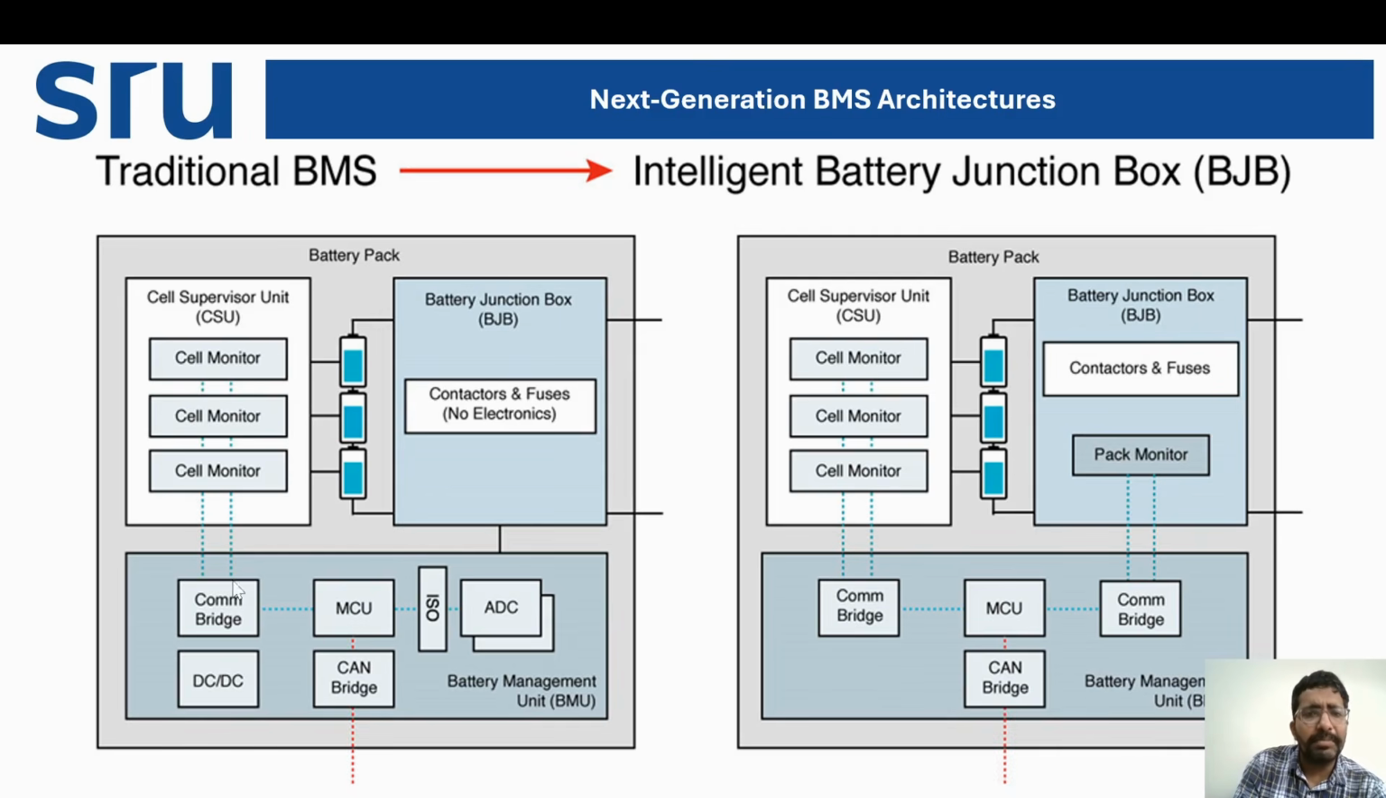So the traditional BMS system needs to be converted gradually towards the intelligent battery junction box. So what happens in that one? Like in the cell supervisor unit, this is the cell level monitoring. Then the battery junction box is there, so contactors and fuses are there. And here each cell has some bridging communication, a DC to DC converter, a microcontroller unit will be there, and an ADC will be there. So this is the BMS unit, and all of this needs to be connected properly with this junction box. So they need to be further processed in the next layer.